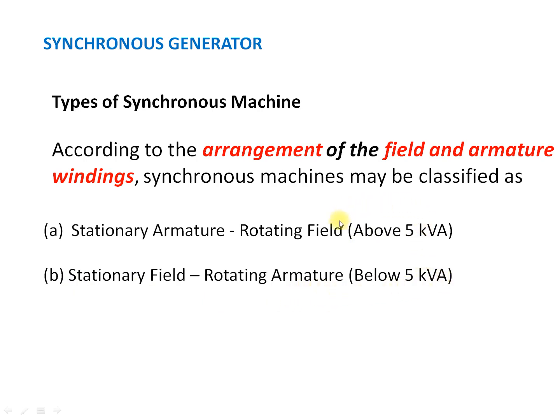The first case is for machines above 5 kVA, and the second case is for those below 5 kVA, because the above 5 kVA machines are going to be heavier in nature. So the stationary armature winding will be supplied with the three phase, and the rotating field will be the DC winding. Since the small machines are very small, the stationary DC field winding will be on the stator, and the three-phase output will be on the rotor.